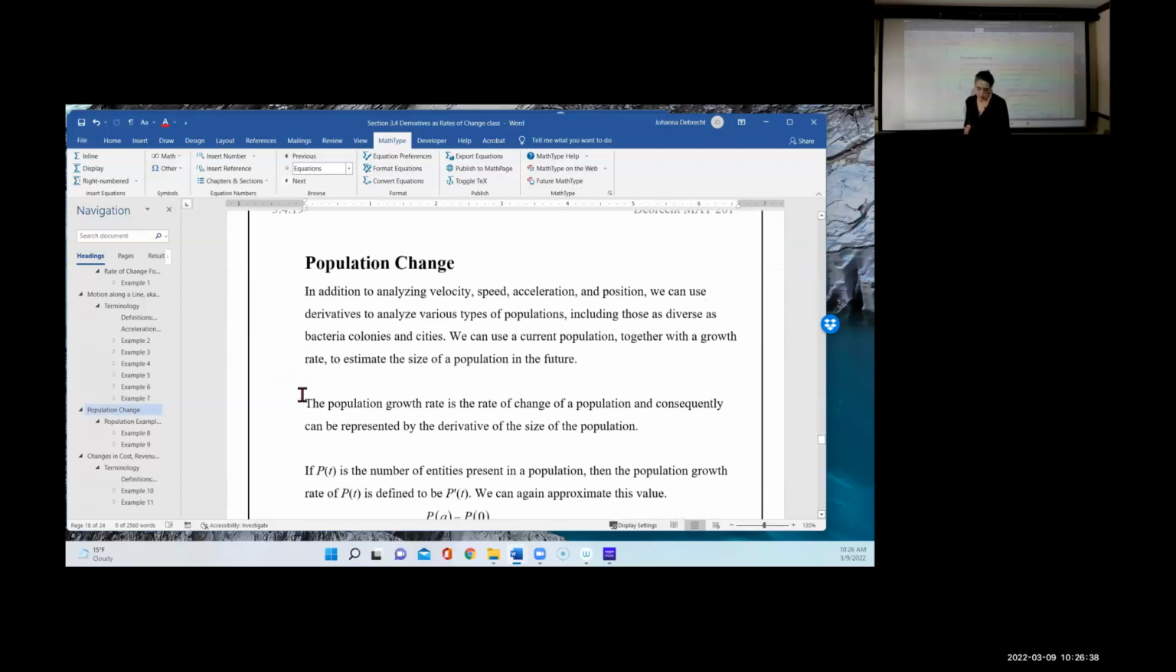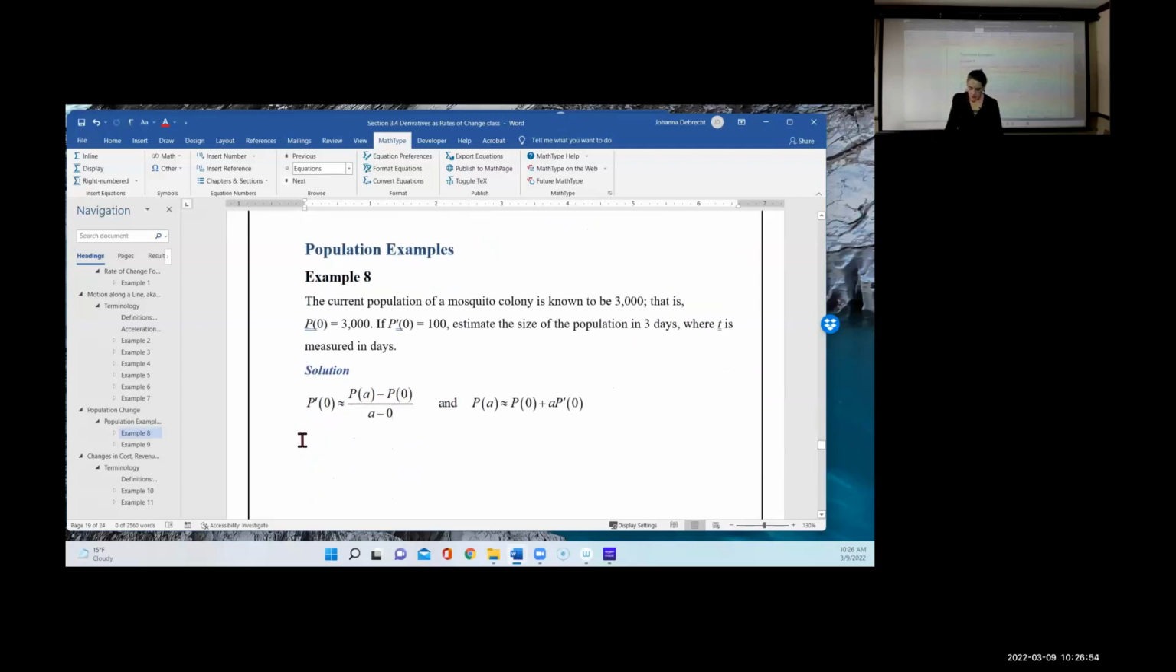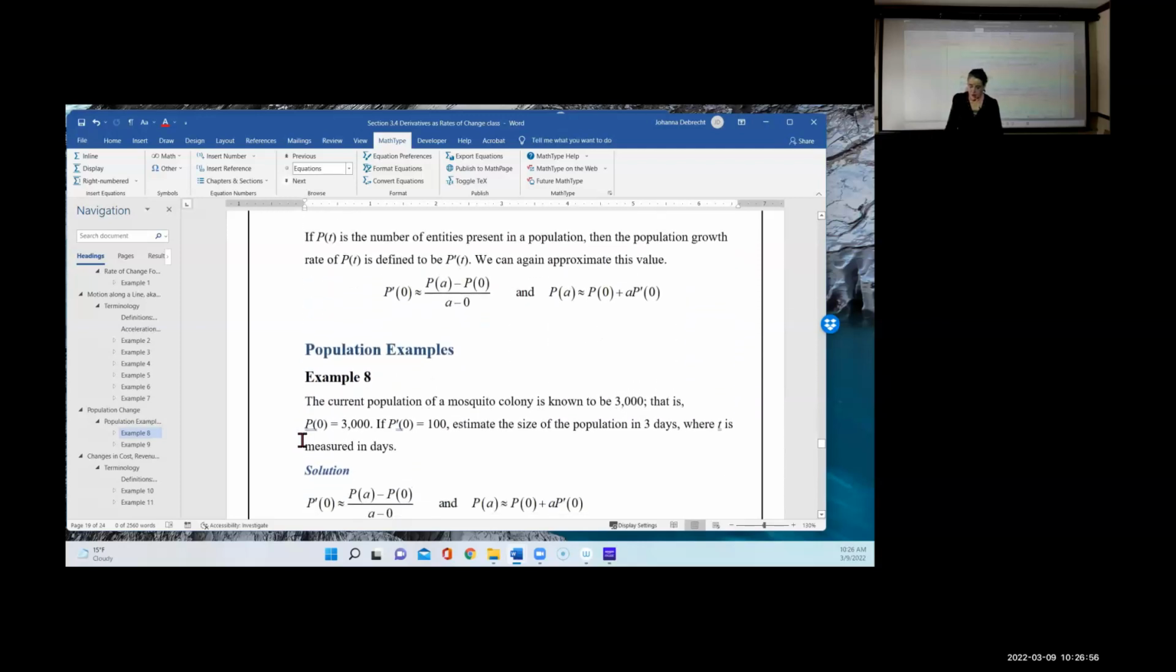Okay, we can also do some population change and some changes in cost and revenue. We'll spend a little bit of time on population, but we'll probably spend more time on the cost and revenue of the time that we have left today. So population, again, we can approximate the population using that linear approximation function that we talked about at the beginning of class today. And remember, the linear approximation function is really just another way of saying the tangent line.